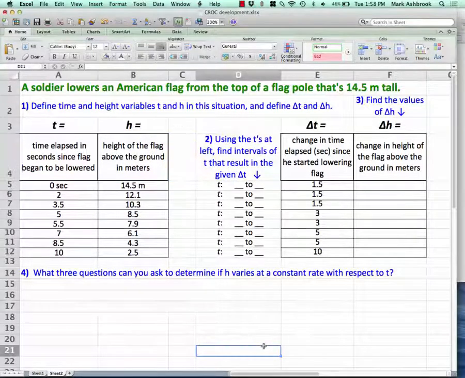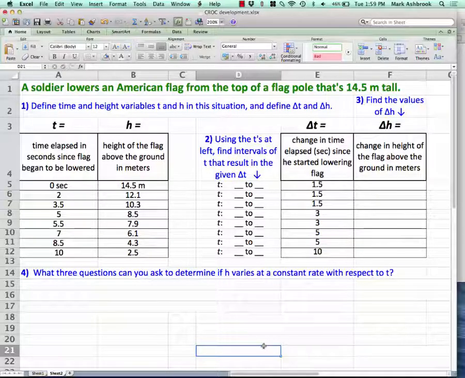So number one is done, okay? These are the height and time variables defined. Remember, you're responsible for the 3 criteria of defining variables well. We'll be practicing that all semester, so just ingrain it in your mind and don't forget the 3 principles. But here's well-defined variables. Time elapsed in seconds since the flag began to be lowered. The height of the flag above the ground in meters. Those both meet all 3 criteria.